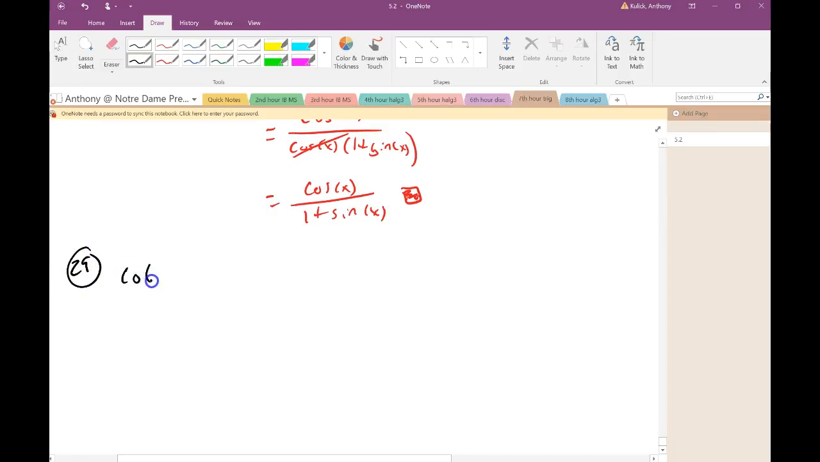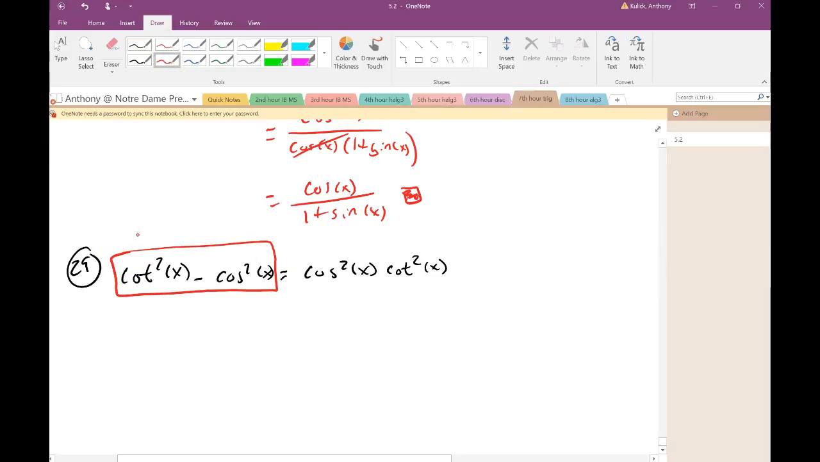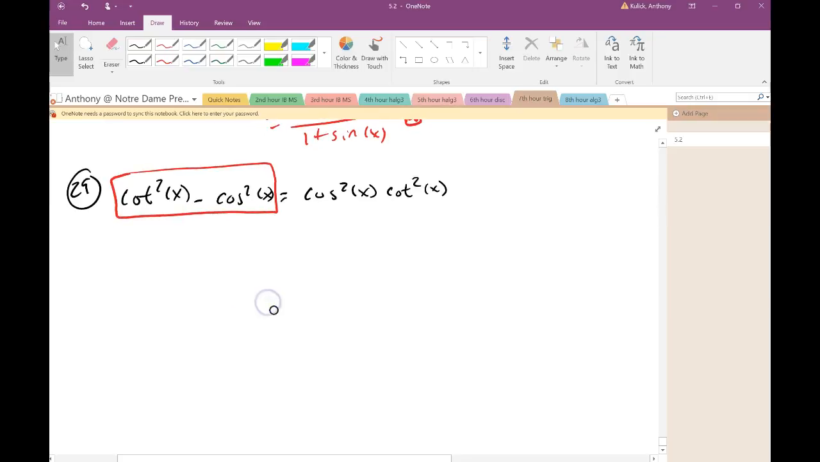So that's going to be cotangent squared x minus cosine squared x equals cosine squared x times cotangent squared x. So I guess if I look at this, I'm probably more interested in working on this side. So I'm going to start by writing everything in terms of sines and cosines.